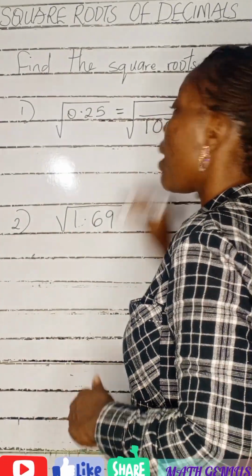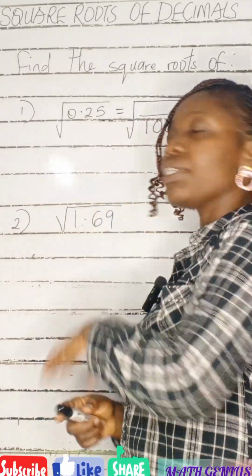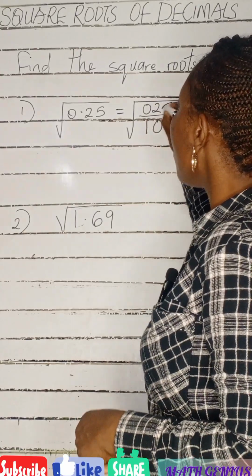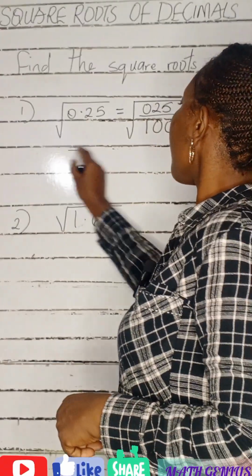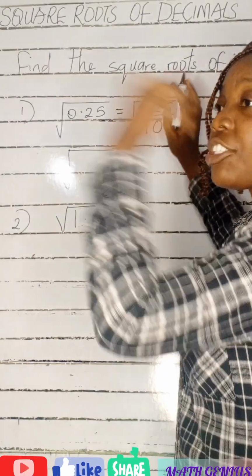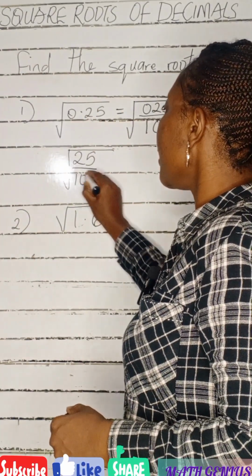Because it has two decimal places, we are going to use the power of 10 that has two zeros, and that is 100. And then you put the numerator 0.25. Of course, you know that 0 behind a significant number is not useful, so we can trash it off. So we are left with 25 over 100.